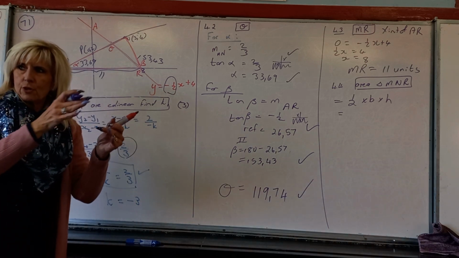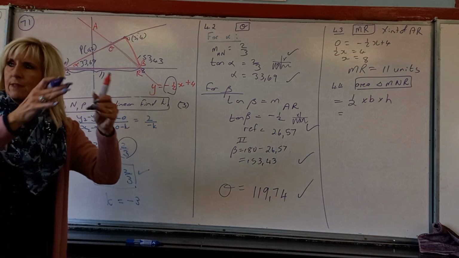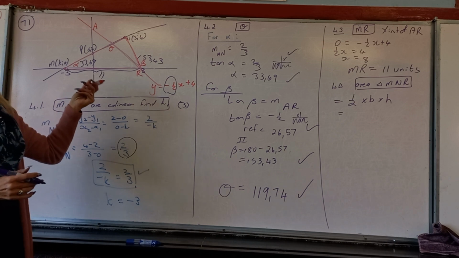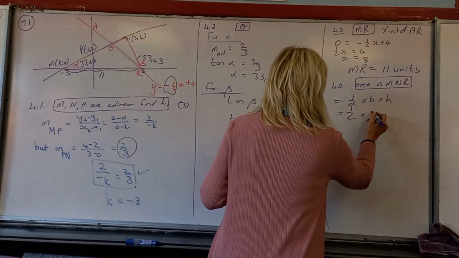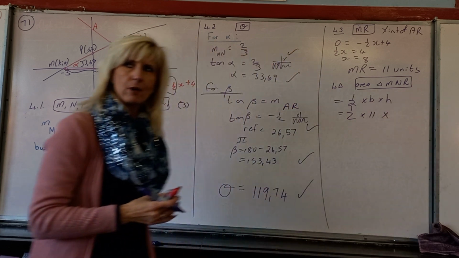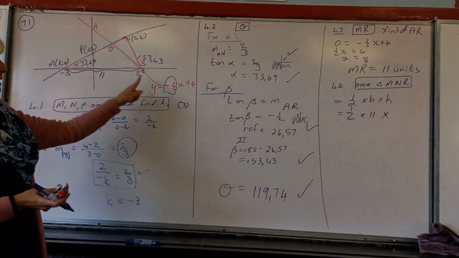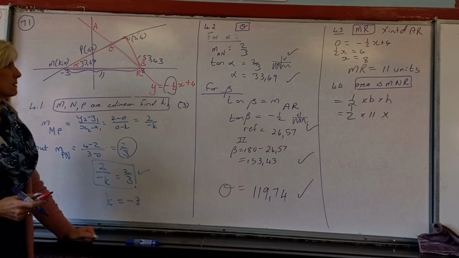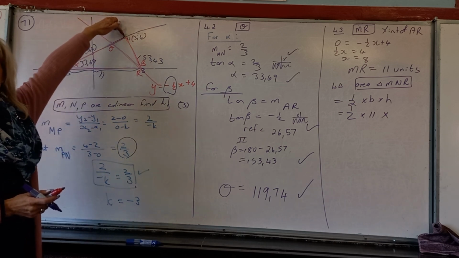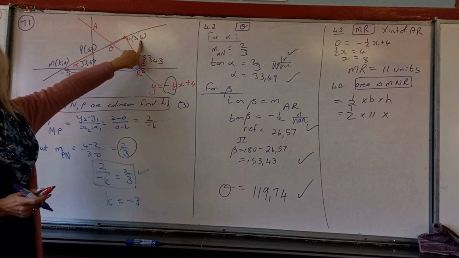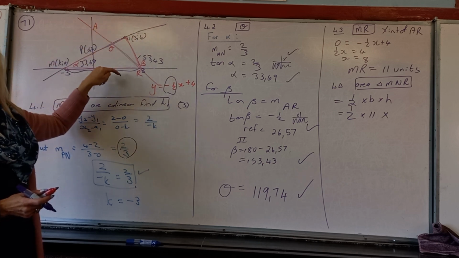They scaffold, they build upon each other. So that's why they wanted you to get MR. Because now you know that MR is 11 and that's your base. Are you seeing it? 11. But where's the height? 4. Oh, you're so clever. Because there's the top, going perpendicularly downwards with a y value of 4.